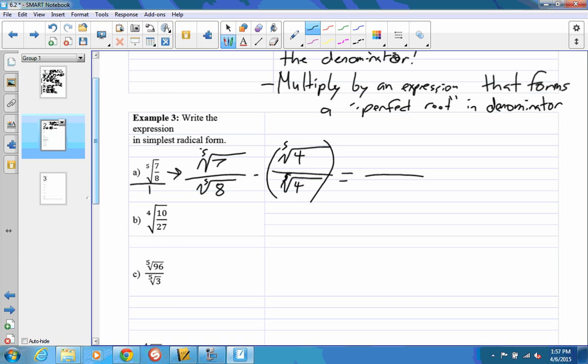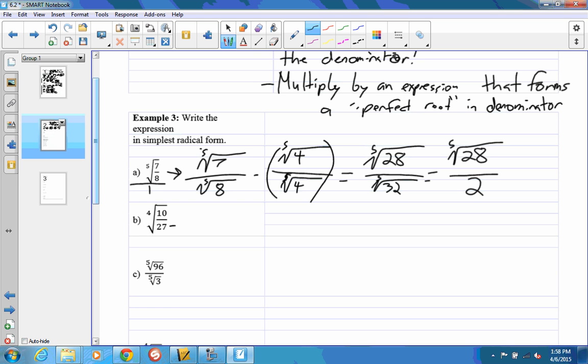So my numerator, 7 times 4 is what? 28. And 8 times 4? 32. And the reason we did that is because the fifth root of 32 is... What's the fifth root of 32, guys? 2. That's rationalized. As we do more, you're going to see that your numerator starts to get ugly. It doesn't matter as long as you don't have radicals in the denominator.